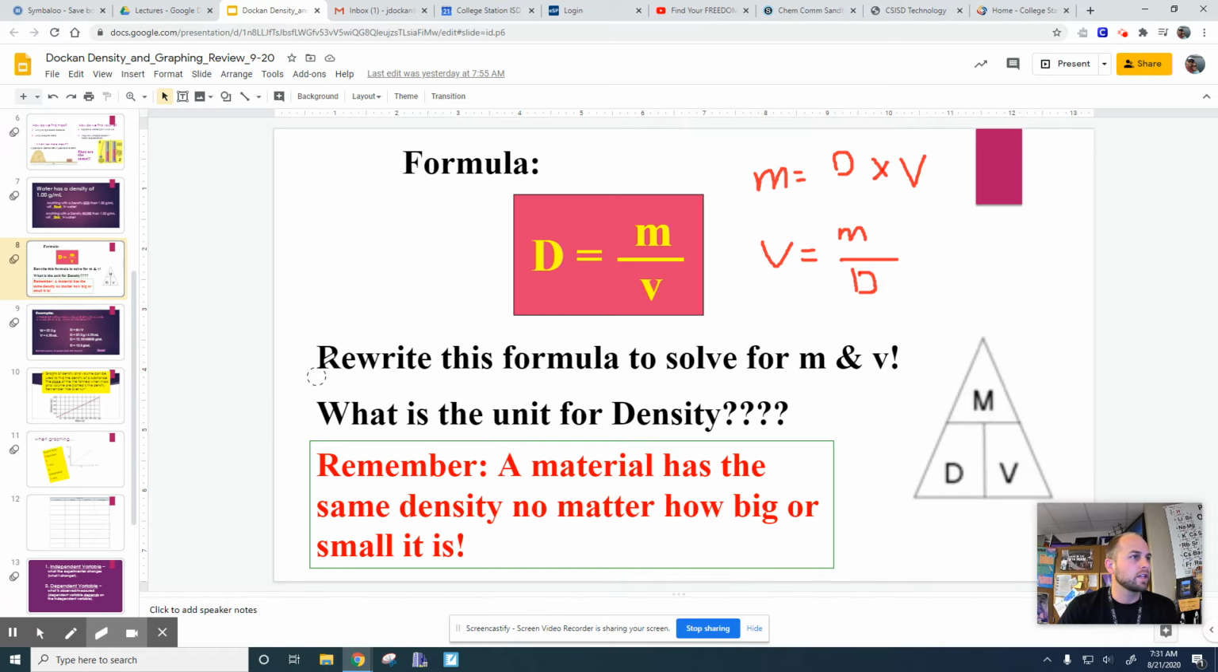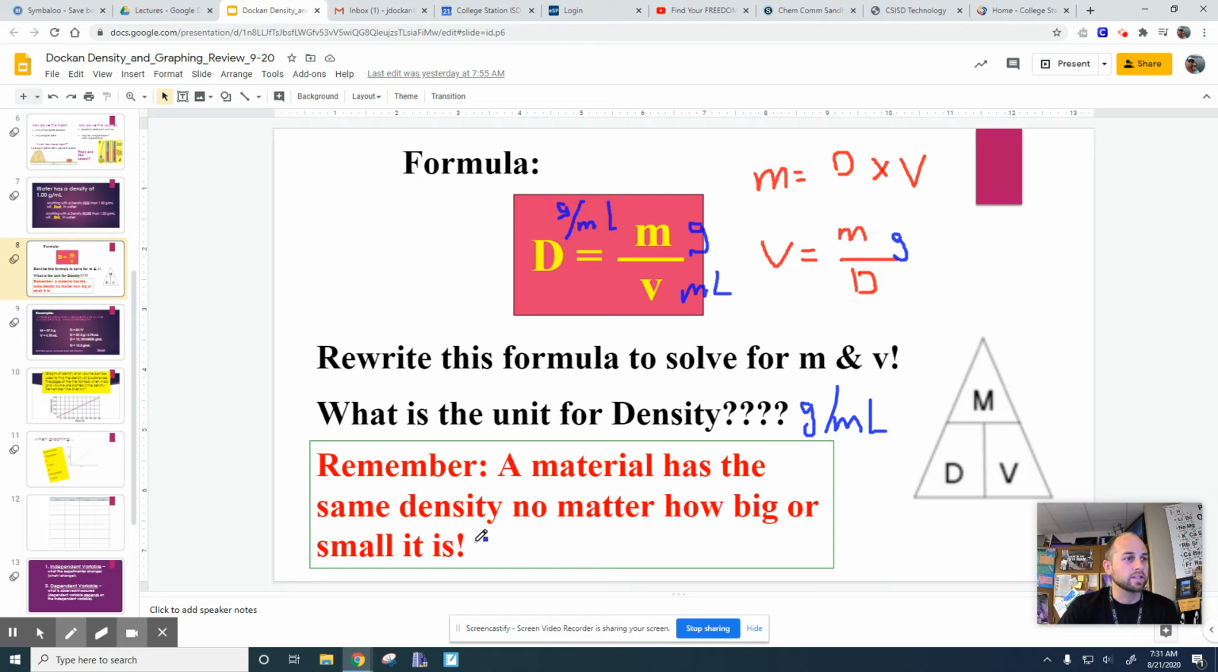So what is the unit for density? Well, if the unit for mass is grams, and the unit for volume is milliliters, when we divide the two, the unit for density is going to be grams divided by milliliters. So the units for density are grams divided by milliliters.